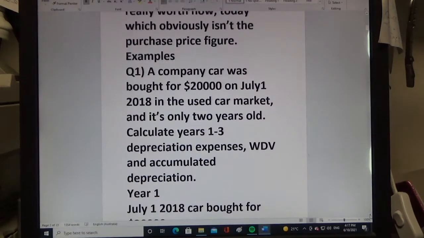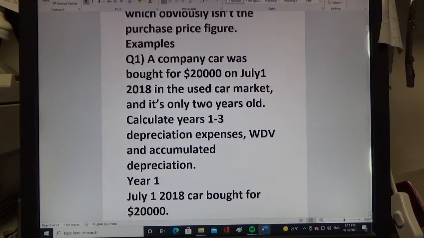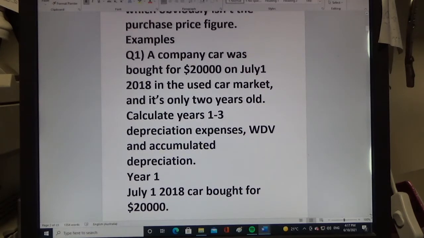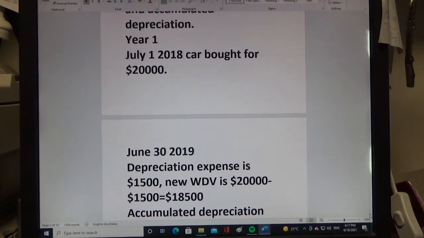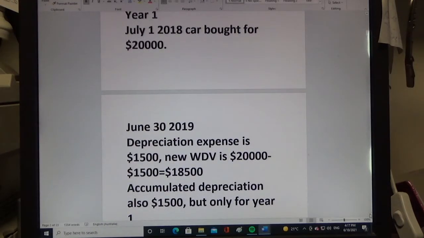Now I'm just going to give an example, 2 questions. Question 1, a company car was bought for $20,000 on July the 1st, 2018 in the used car market, and it's only 2 years old. Calculate in years 1 to 3 the depreciation expense, the written down value and accumulated depreciation in each year. So in year 1, we know that the car was bought for $20,000. Oh, and I'm using the straight line method of depreciation.